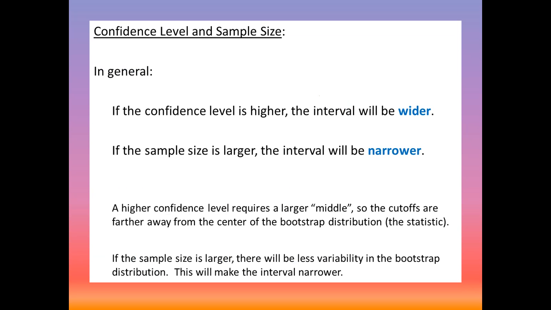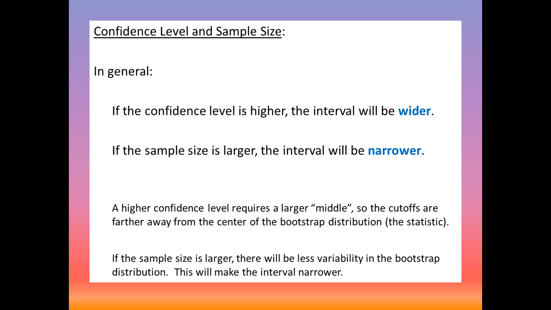Of those two general statements, the first one has already come up in this section, where if the confidence level is higher, that would necessitate a wider interval. The reason for that, if you think about the way the intervals are constructed using StatKey, is that if the confidence level is higher, then the middle part needs to be larger. 0.99 is larger than 0.95. You have to have more in the center. And if the middle part is larger, then the bounds on that middle part have to be farther out. And if they're farther out, you get a wider interval.